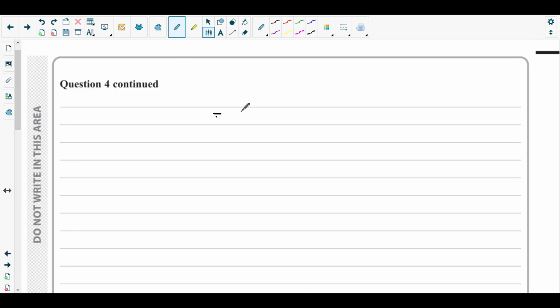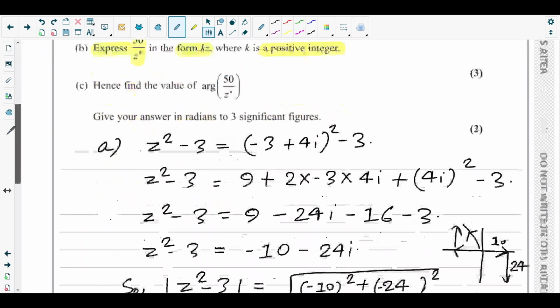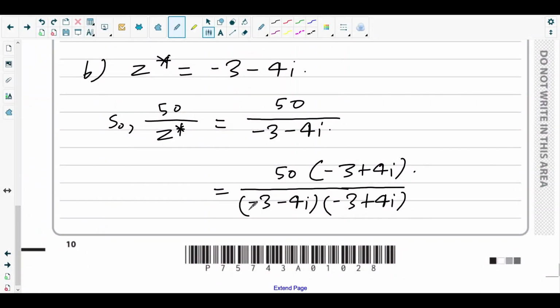So we will have negative 3 whole squared, a squared, minus b squared. So minus b squared, b is basically 4i whole squared. Okay, this is a minus b times a plus b. So that's why this is the difference of squares formula, a plus b times a minus b, which is a squared minus b squared.